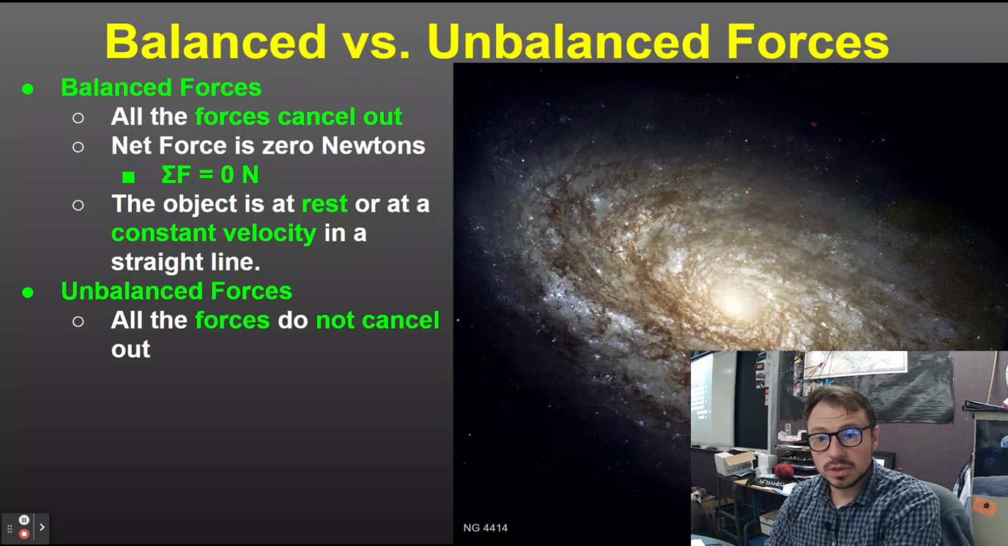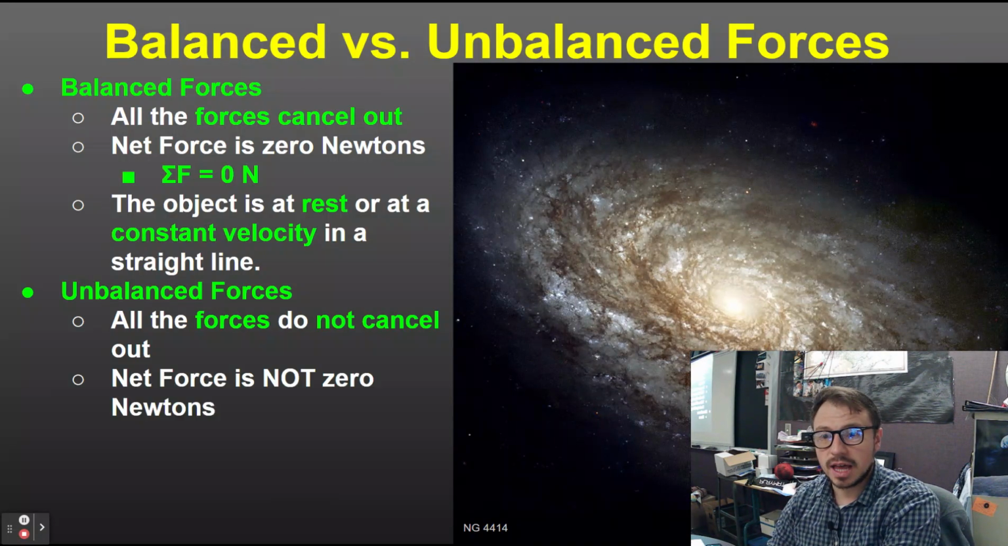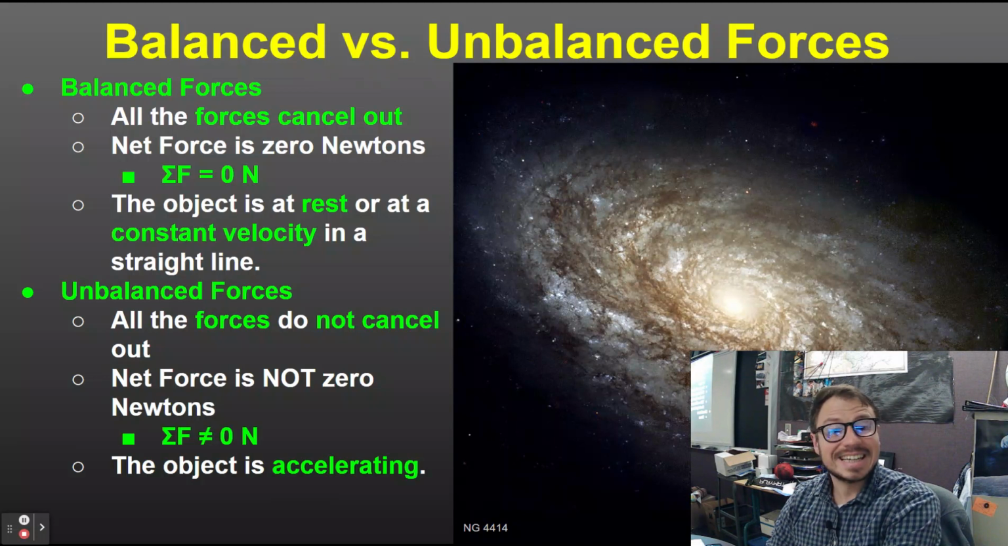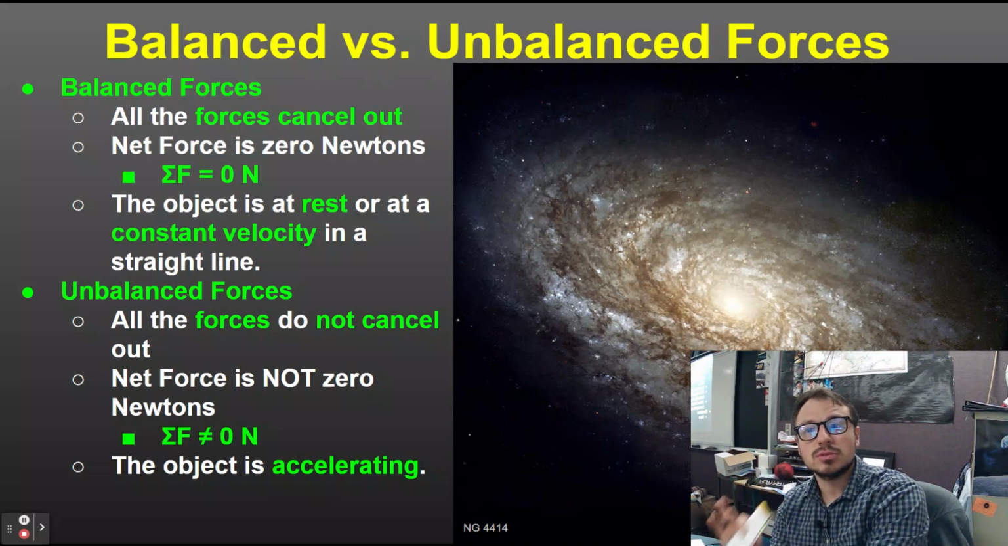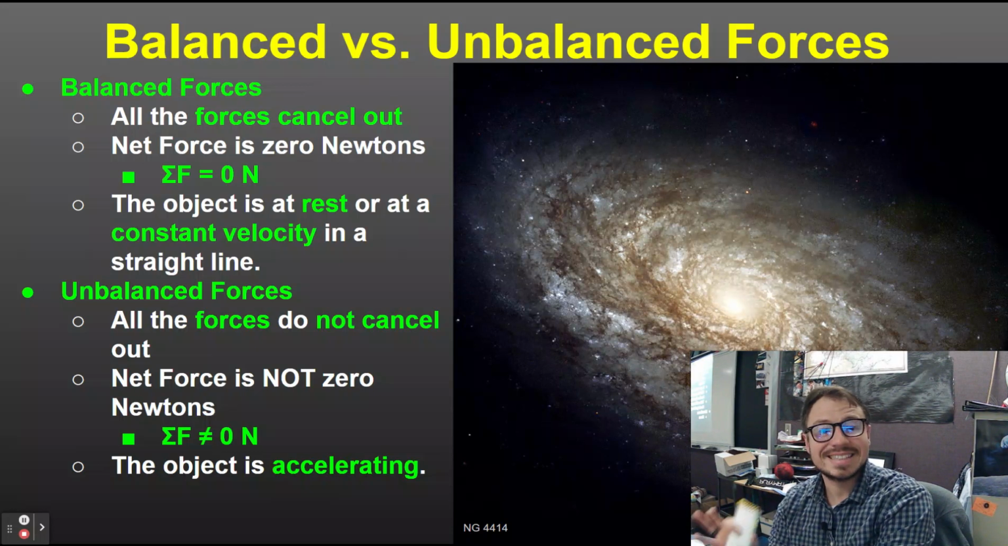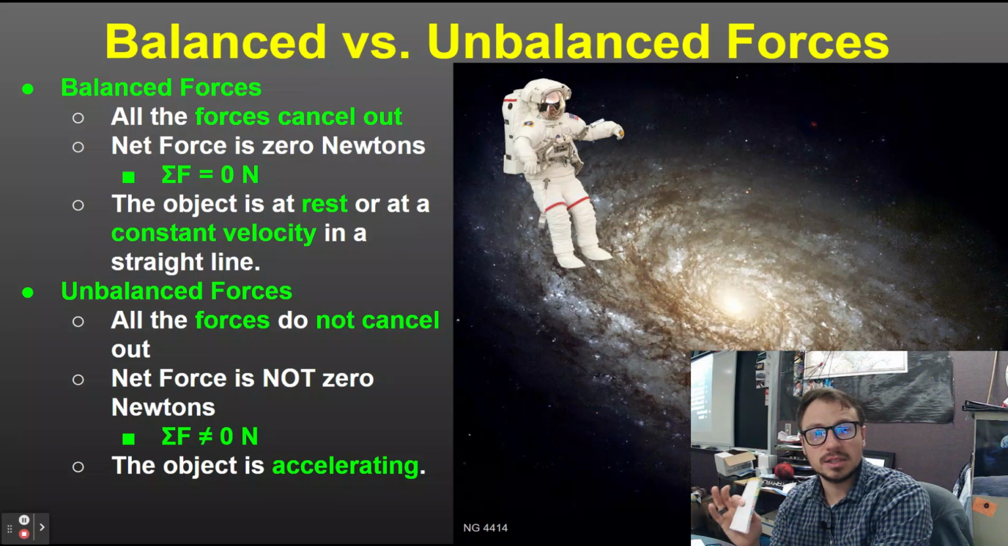Now, unbalanced forces: all the forces do not cancel out. The net force is not 0 newtons, and the object is accelerating. So this is going to be key. This is going to come up a lot in physics, especially when you get to Newton's laws. Net forces, right? Those unbalanced forces cause acceleration. If there is an acceleration, then there is an unbalanced force.